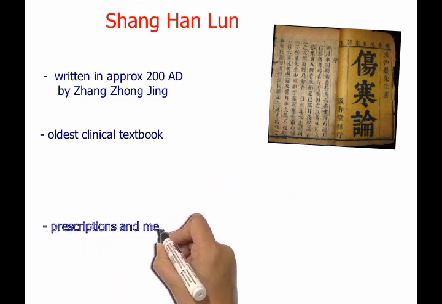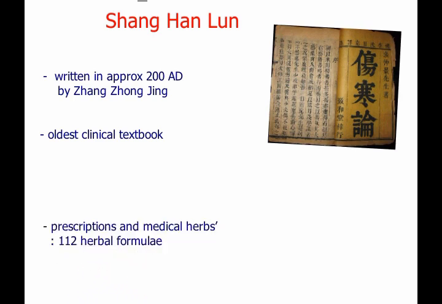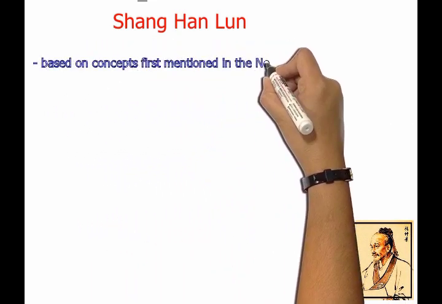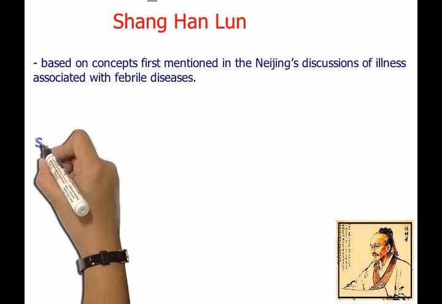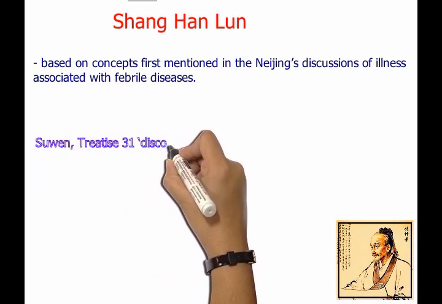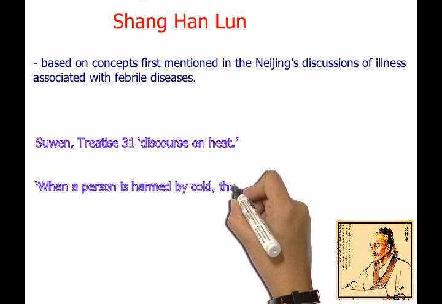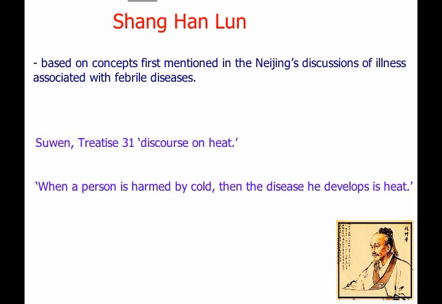Most of all, it contains prescriptions and medicinal herbs, with 112 herbal formulae. Shanghan Lun is based on a concept first mentioned in the Neijing's discussions of illness associated with fever disease. Suwen Treatise 31 talks about the discourse on heat: when a person is harmed by cold, then the disease he develops is heat.